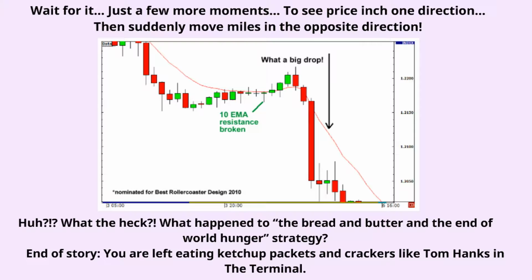End of story. You are left eating ketchup packets and crackers like Tom Hanks in The Terminal.